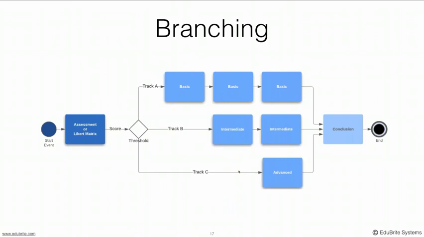Similarly, with branching, similar in concept to pretests, assessment outcomes can be the basis for branching learners to other content or other assessments based on their input and the resulting score. So here you can see this assessment or Likert matrix. The score and its threshold are going to determine which track this learner is going to go down here.